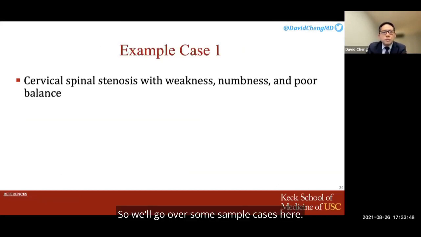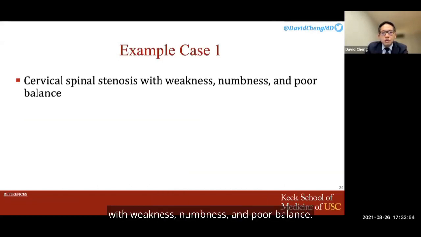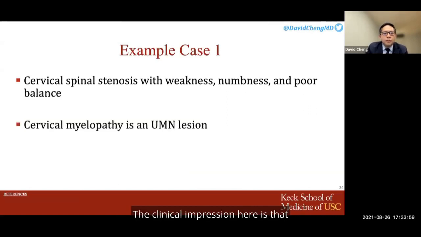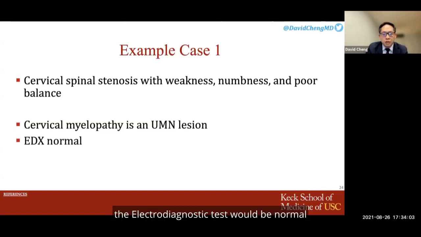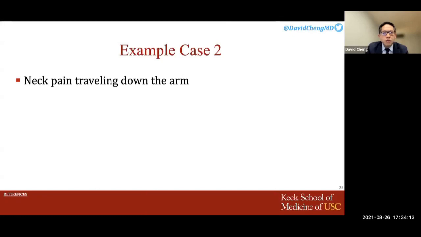So we'll go over some sample cases here. Patient with cervical spinal stenosis presents with weakness, numbness, and poor balance. The clinical impression here is that it's cervical myelopathy. This test would be normal. The EMG, or electrodiagnostic test, would be normal, because the test looks for a peripheral lesion, and cervical myelopathy is an upper motor neuron lesion.